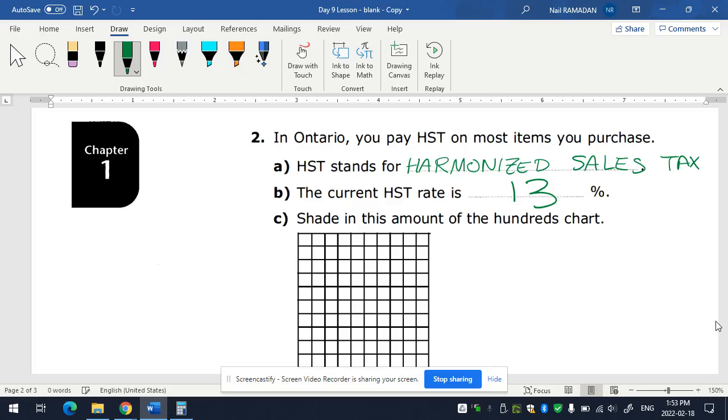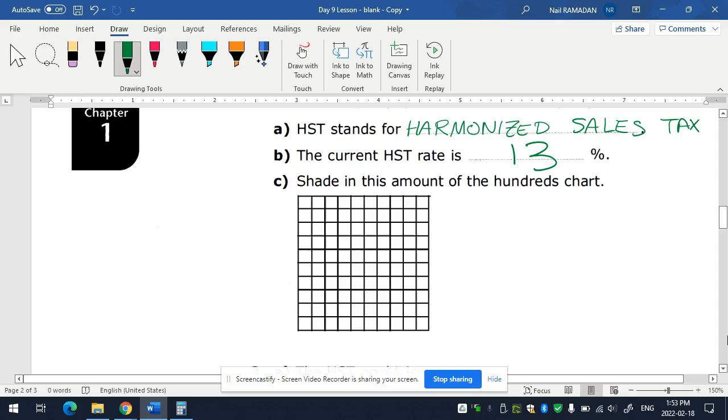Shade in 13% of the hundreds chart. How many squares do we have here? How do you know that? You count. Exactly, 5, 10. Whenever you have a grid, you count how many squares on the first row, how many on the first column, and you multiply. So 10 rows repeating 10 times. This is indeed 100 exact squares: 10 times 10 equals 100 squares or boxes.